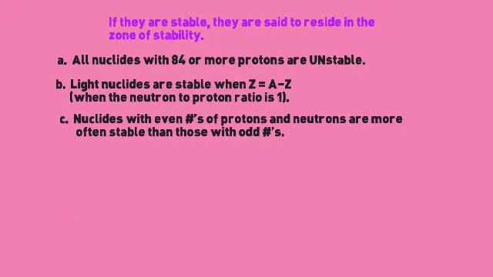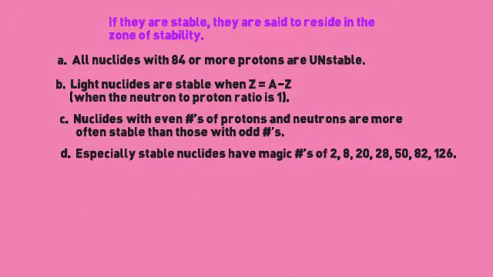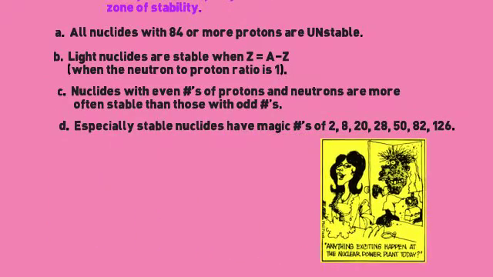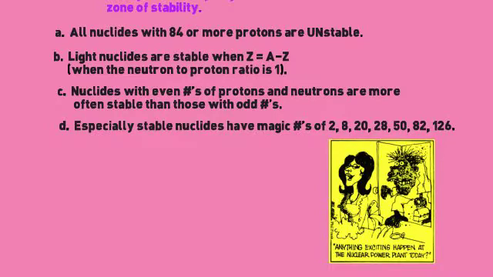Even numbers of protons and neutrons are more stable than those with odd numbers. I have no idea why. Actually, I might have an idea about that. Especially stable nuclides have magic numbers of 2, 8, 20, 28, 50, 82, and 126. Those are called the magic numbers. And here's a little cartoon.